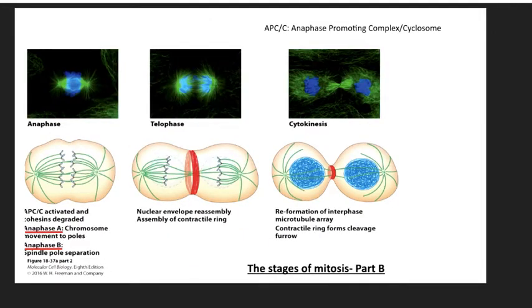Anaphase has two distinct phases, anaphase A and anaphase B. Anaphase A is actually movement of chromosomes to poles. Anaphase B involves spindle pole separation. So anaphase A is basically pulling of these chromosomes towards the poles, and then anaphase B involves moving these poles away from each other towards the end.